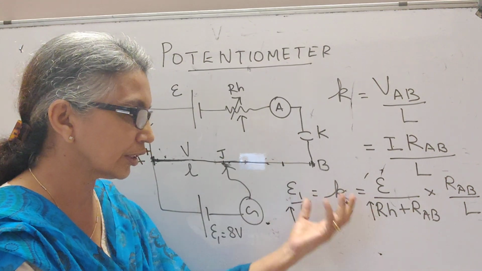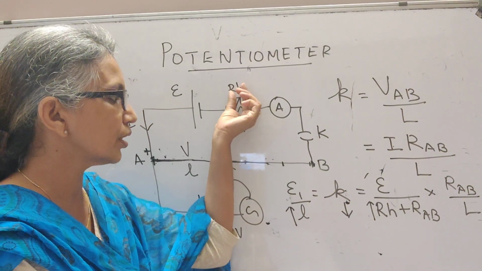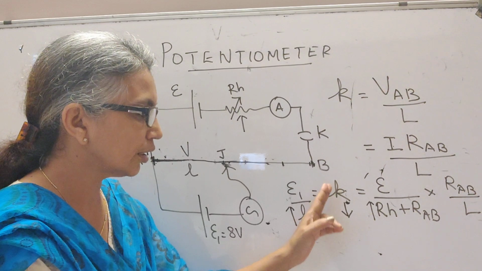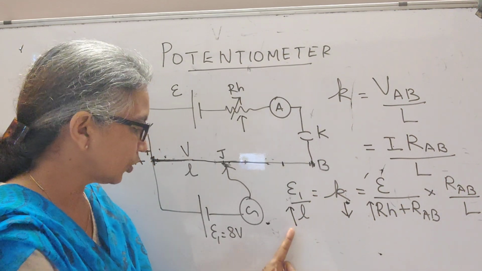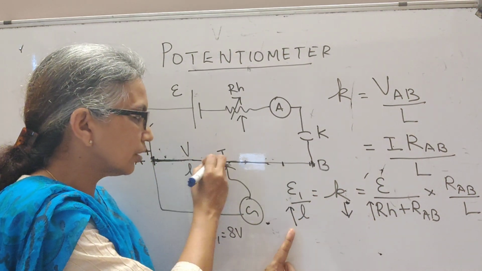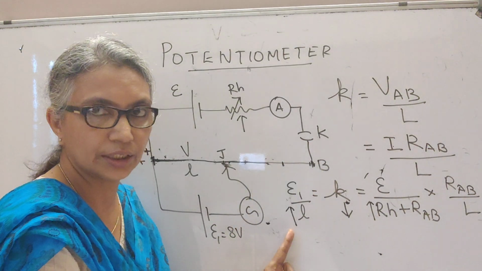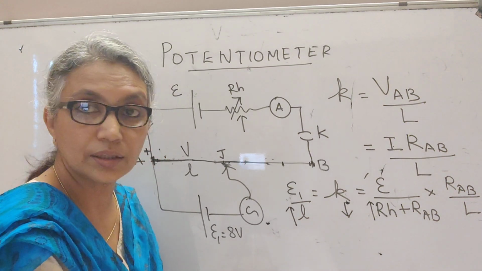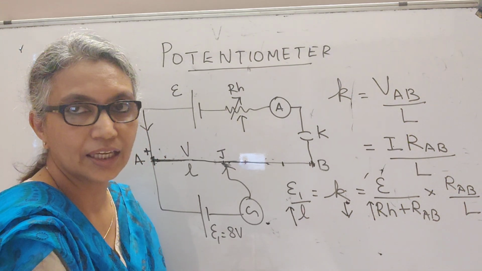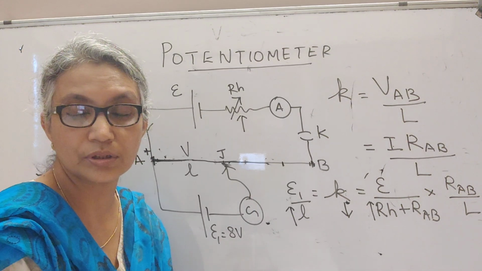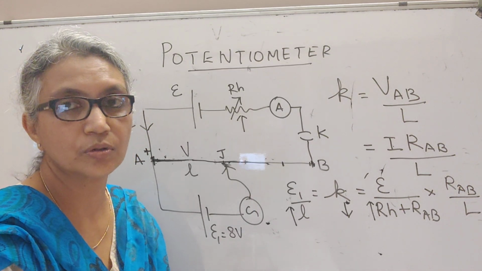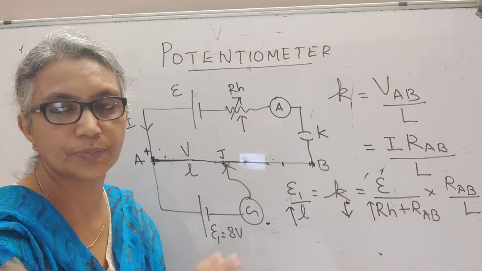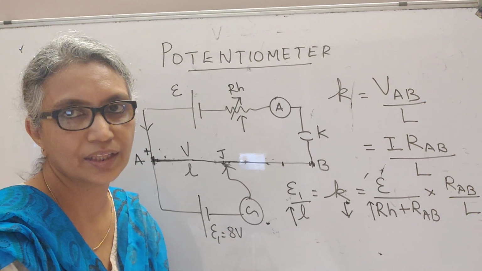So this is what I want to tell you, that if this rheostat value is increased, the potential gradient decreases, and if the potential gradient decreases, when you're balancing a cell, the balance length will shift to right because it will go on increasing. So this is the last topic in the chapter current electricity, and it is also a very important topic simply because you have it in the lab, and therefore Viva and application questions will be based on potentiometer. Thank you.